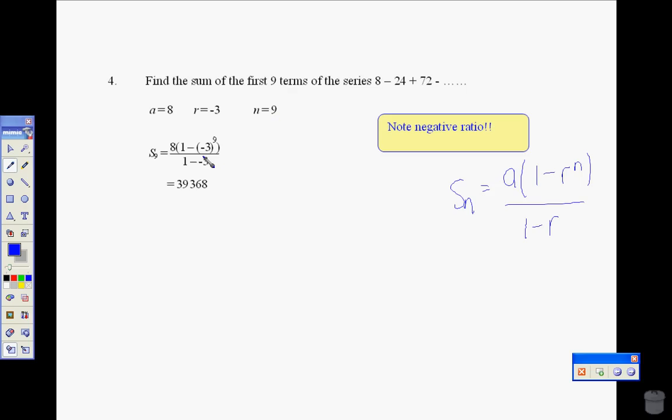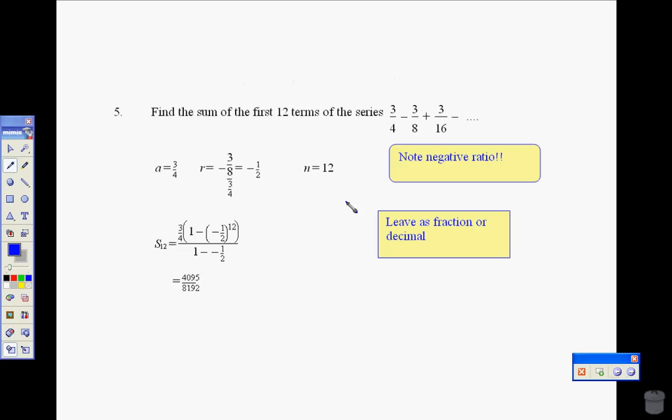So again, we substitute, using the 1 minus r to the power of n over 1 minus r form. Substitute in, be really careful with the two negatives there, and that will give us the answer, just again from our calculator. Again, negative ratios, be careful.